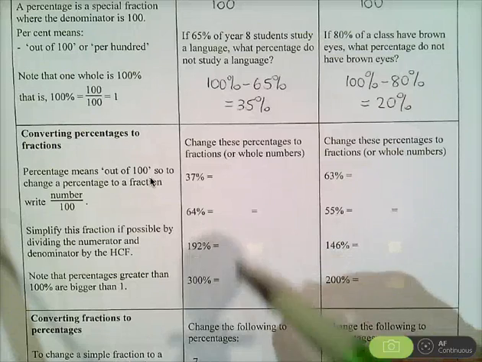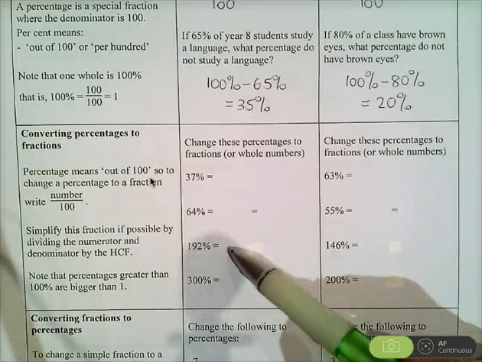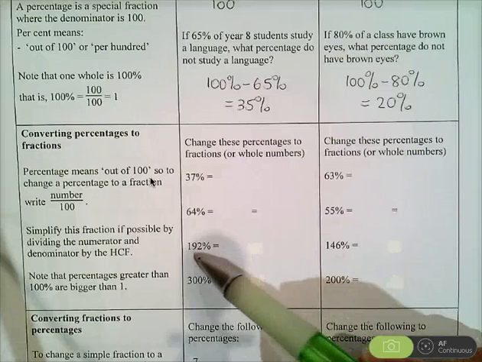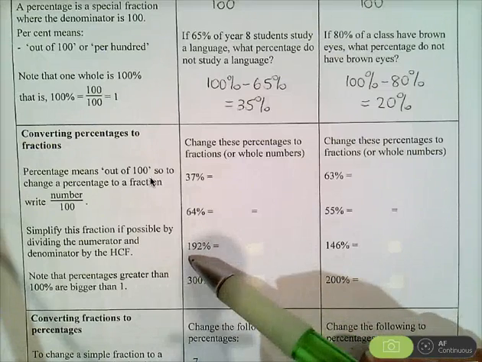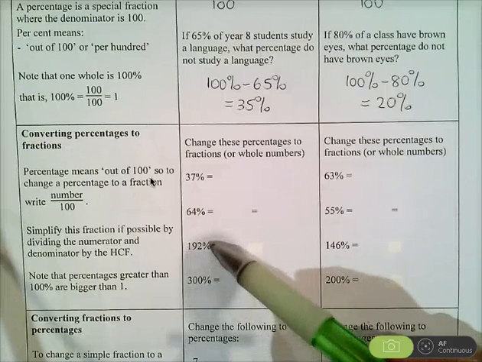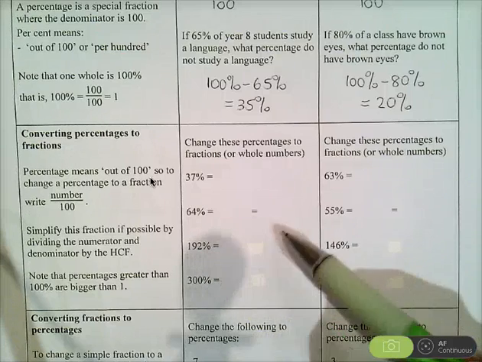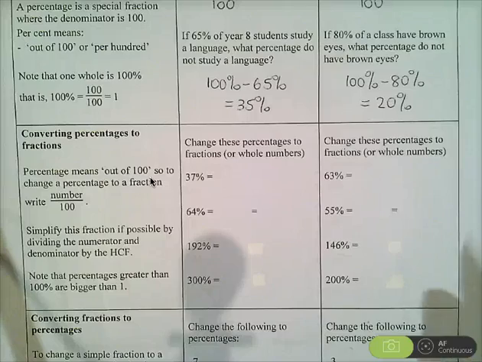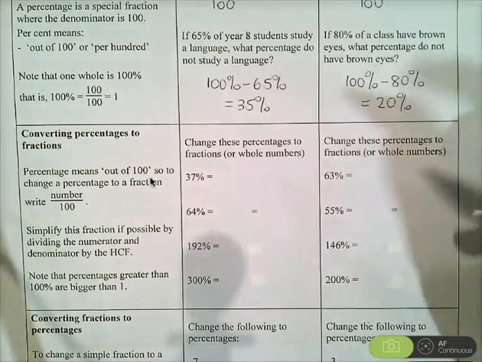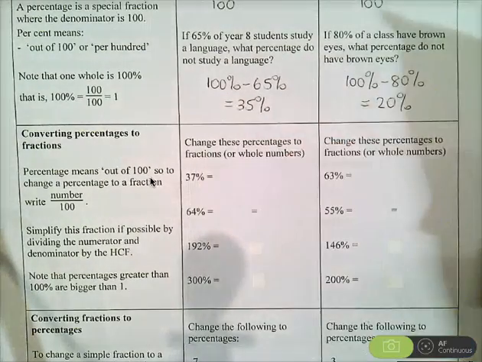And then you'll also see that some of these questions here have percentages that are greater than 100%. Now remember, 100% is one whole. So this question here of 192% would be more than one whole, but it's not quite two wholes. So we'll look at strategies to do those two questions in a minute. So let's change these percentages to fractions, or whole numbers if they are.